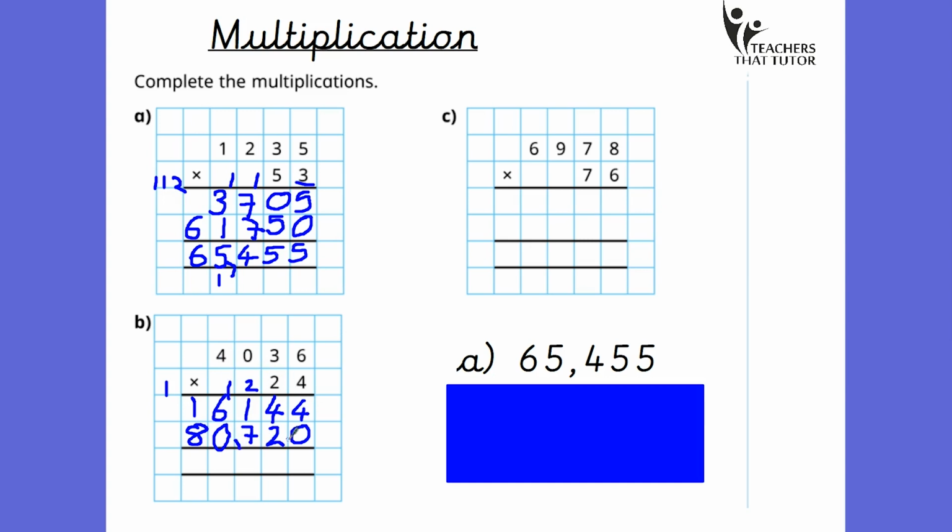And now we've done that second part, final step is to add them together. 4 add 0 is 4. 4 add 2 is 6. 1 and 7 is 8. 6 add 0 is 6. And 1 and 8 is 9.